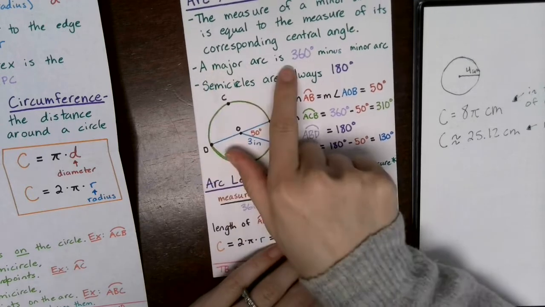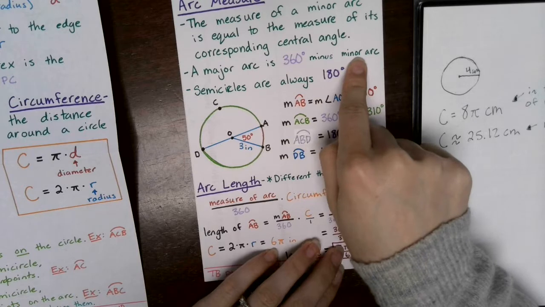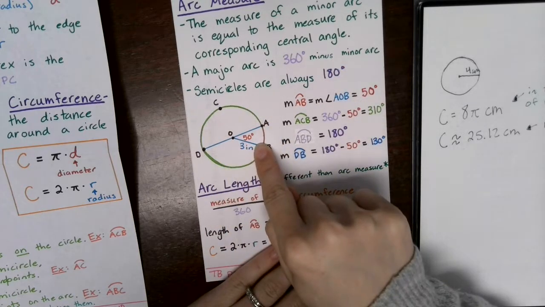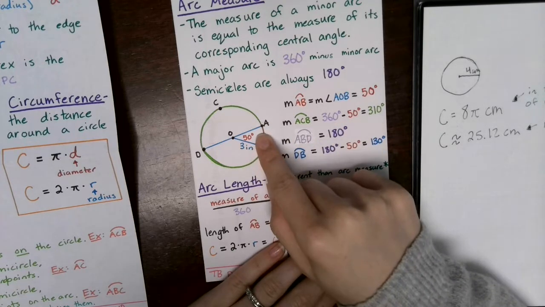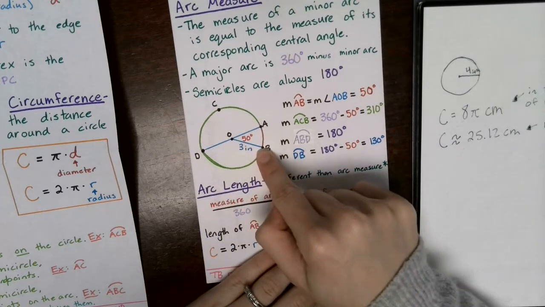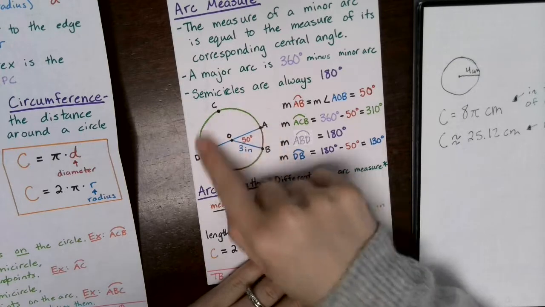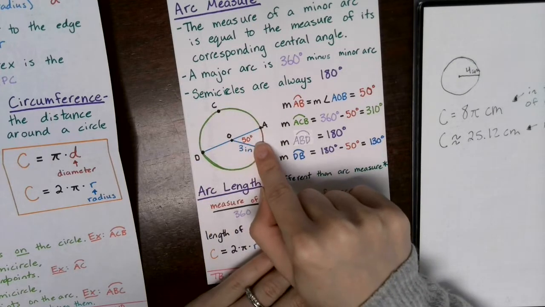Then it says a major arc is 360 minus the minor arc. So let's think about that. Arc ACB, the major arc, is 360 minus that 50 degrees. So 360 minus 50 gets me 310 for this major arc. So remember, whole circles are 360. I want everything except for this red part, so I do 360 minus 50.